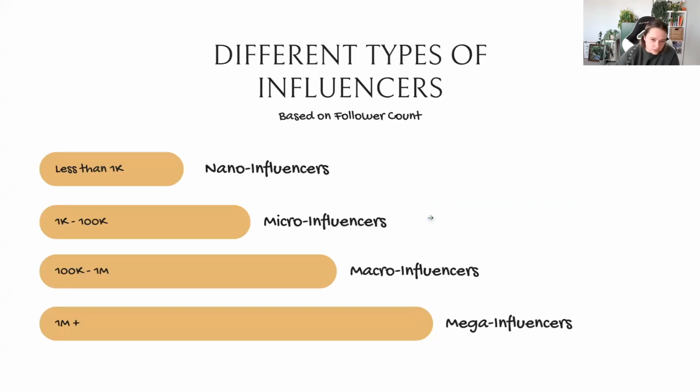So there's different types of influencers, and there's a lot of different categories, but I wanted to highlight the different types of influencers based off of follower count. We have a nano influencer that has less than 1,000 followers. We have micro influencers who have followers between 1,000 and 100K. We have macro influencers that fall into the 100K to 1 million range. And then we have the mega influencers that have 1 million plus. Those are the celebrities and the people that don't really have to do anything, but still get followers.